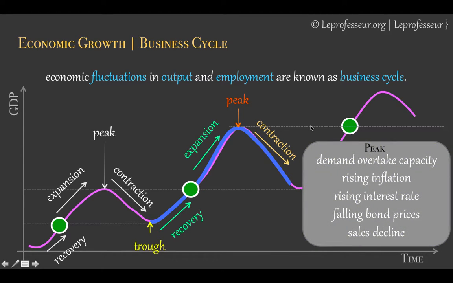Now let's understand another term, when the economy reaches its peak. What information do we observe in the economy? Simply, demand overtakes the capacity. The economy is not able to produce the goods and services, however the demand is more. So what's going to happen? It will lead to a rise in inflation. Interest rates will rise. And if interest rates rise, the automatic impact is falling bond prices. Sales will decline and all sorts of negative things will occur.